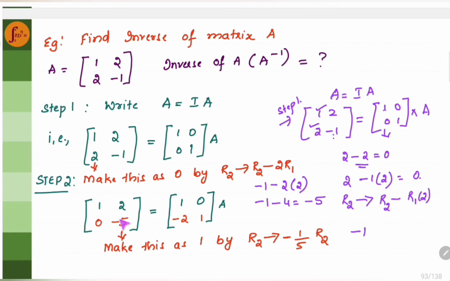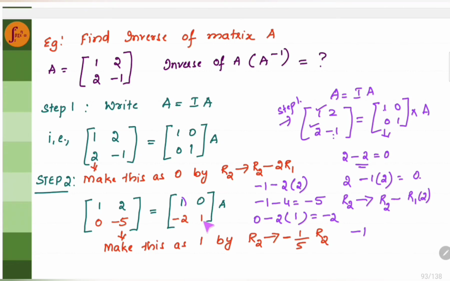So we have minus 5 here, right? Now, same thing we'll have to do for the right hand side also. Right hand side, what do we have? Row 2, we have 0 here. So you get 0 minus 2 times the corresponding element in row 1. What is the corresponding element? 1. So again 0 minus 2 is minus 2. So you got minus 2.